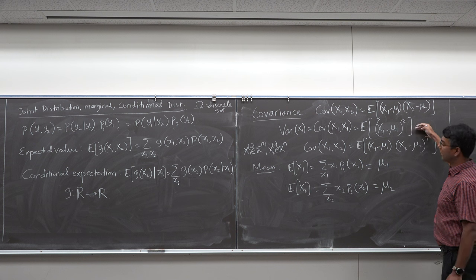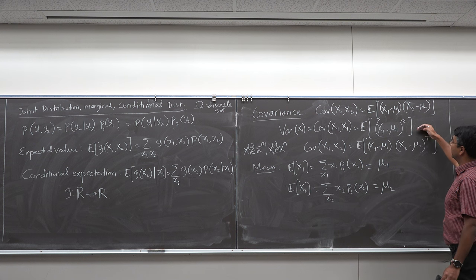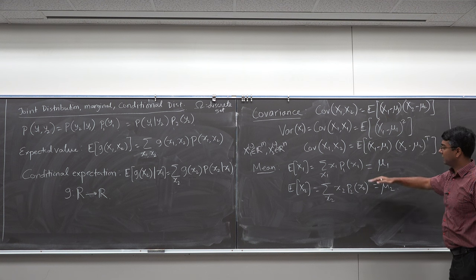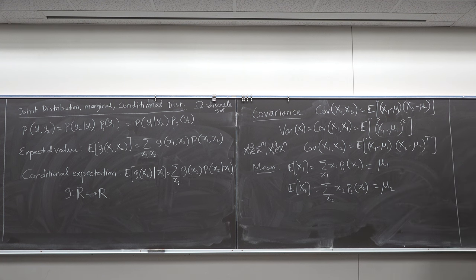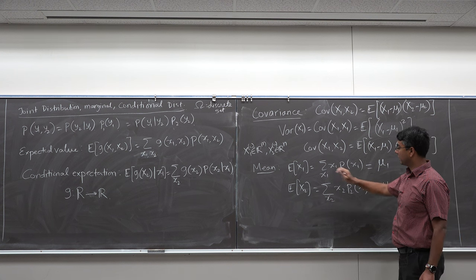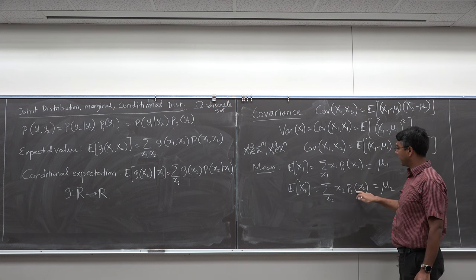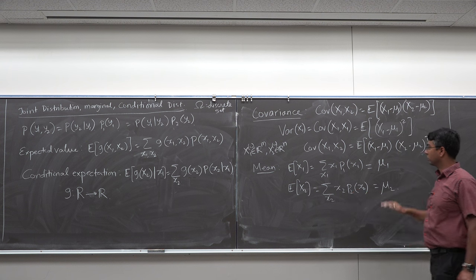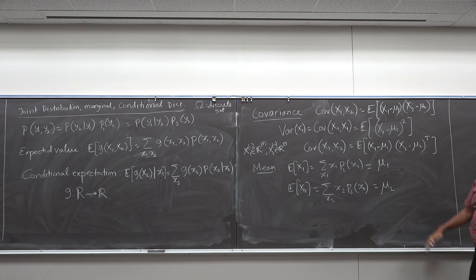Here is a function of one variable. You can compute the expectation in the usual fashion. And then these are some things that you already know how to compute. And if x1 is a vector, all you have is a vector multiplied by a scalar, sum it up, and you get mu 2. So these also become vectors in that case.